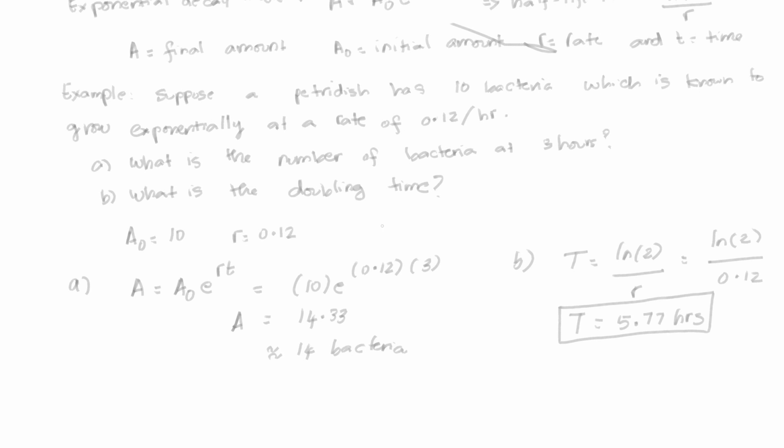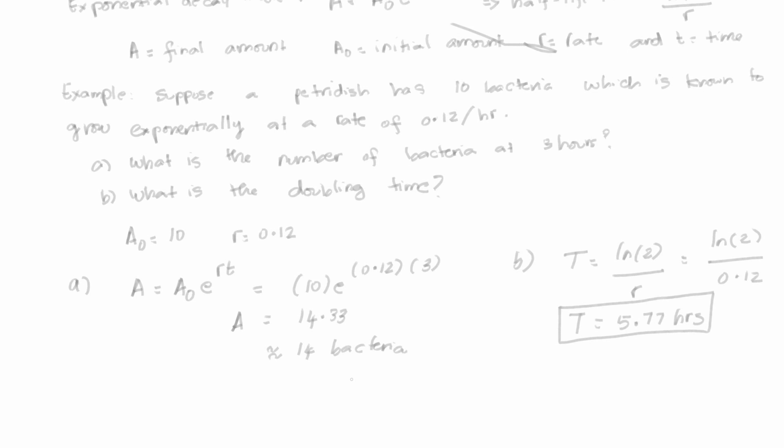So I start with 10 bacteria. r is 0.12. A naught is the initial value, and I plug in the rate, which is 0.12, and t is 3 hours, because I would like to know the quantity at 3 hours. So when I plug it in and use a calculator, I find the answer to be 14.33. So the amount turns out to be 14 bacteria at 3 hours.